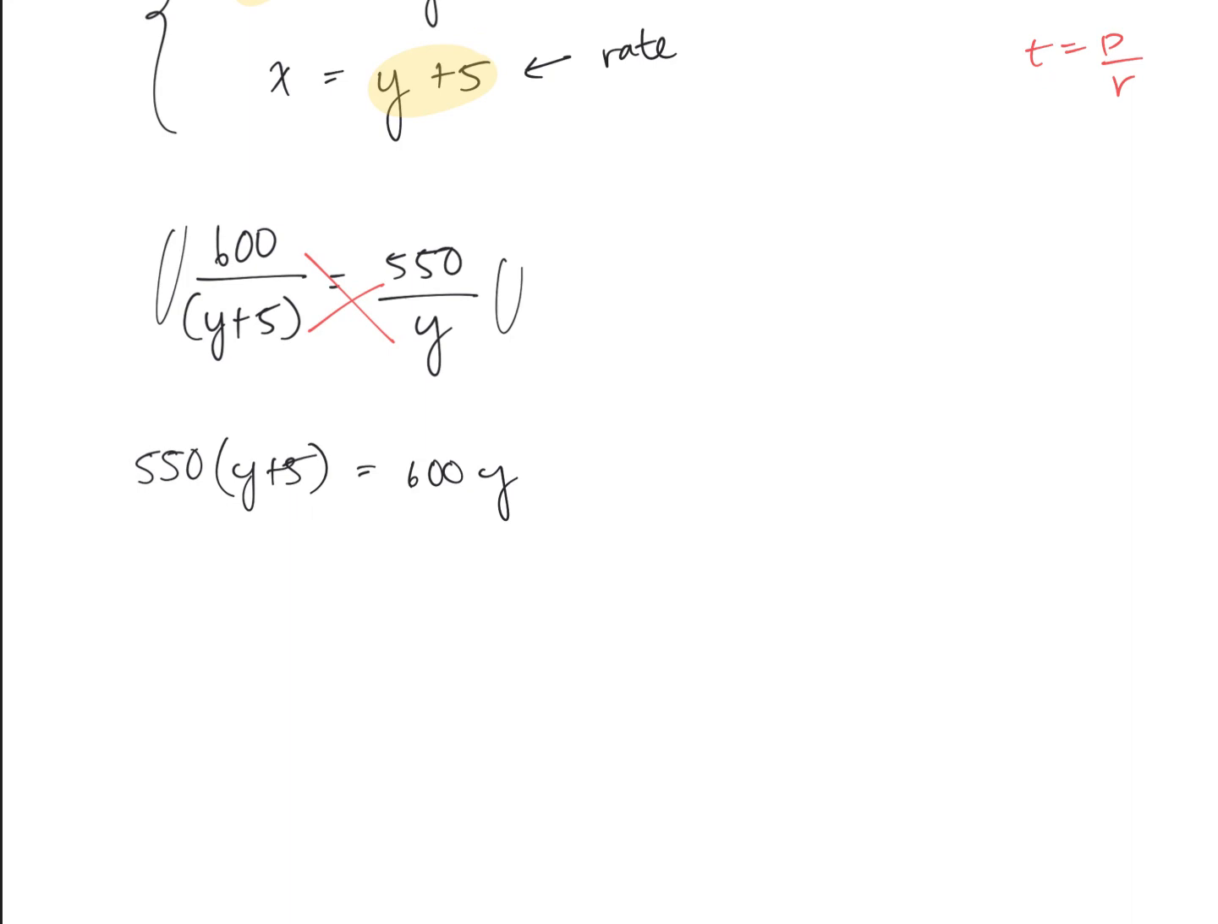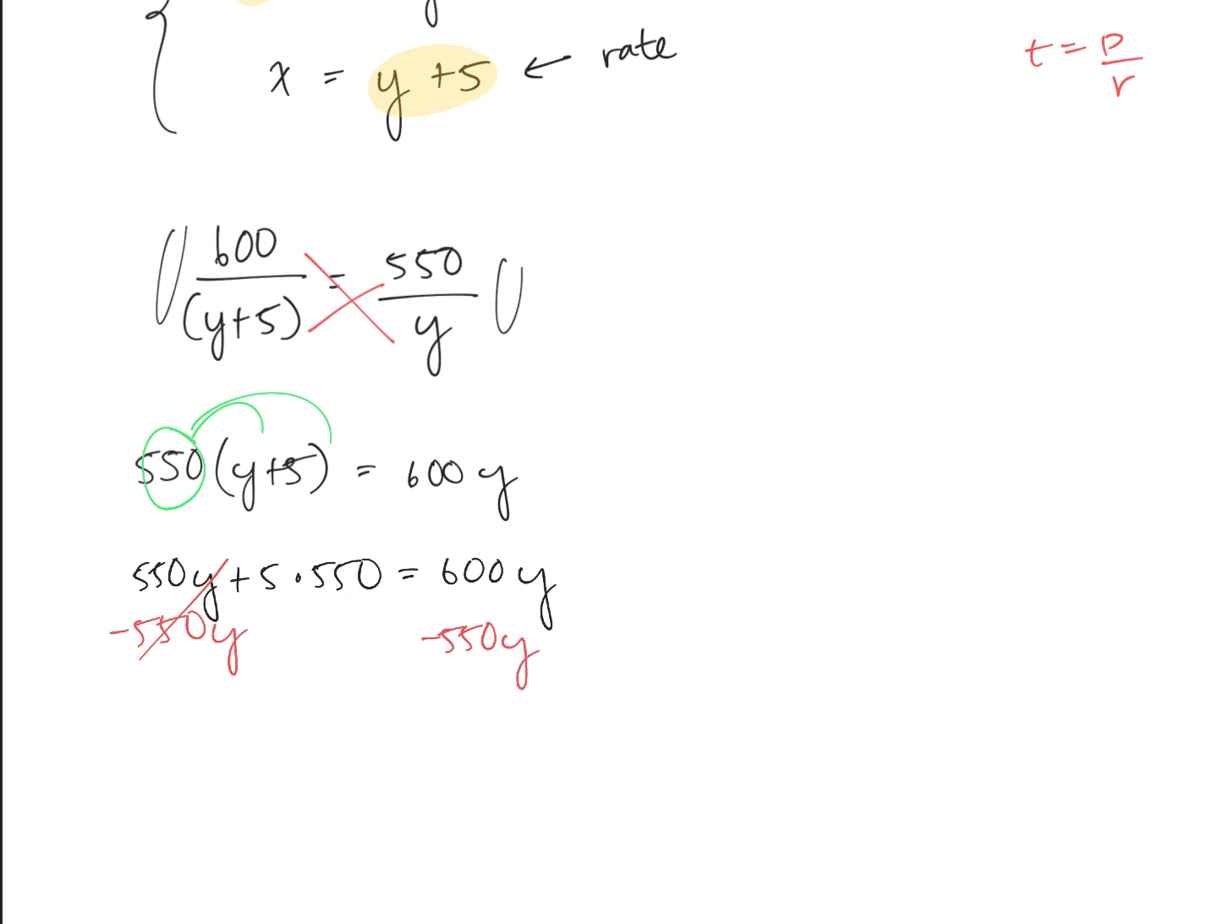All right, let's go ahead and distribute that 550 in. We get 550y plus 5 times 550 equals 600y. All right, solving for y, we'll go ahead and subtract the 550y from both sides. And we have 5 times the 550. I'm not going to multiply that out just yet. So 600 minus 550, that's just going to be 50y. Let's divide both sides by 50.